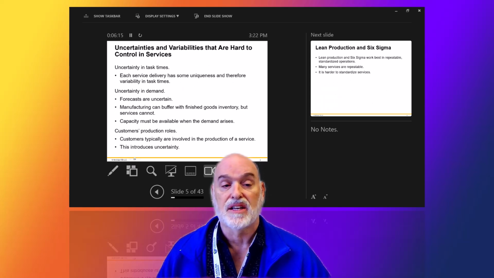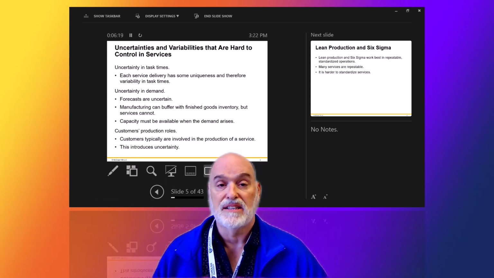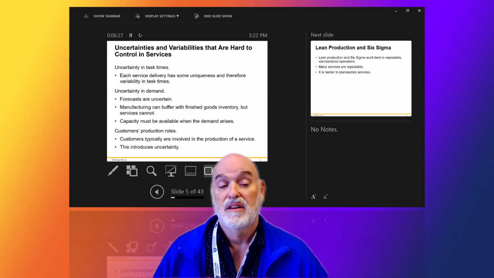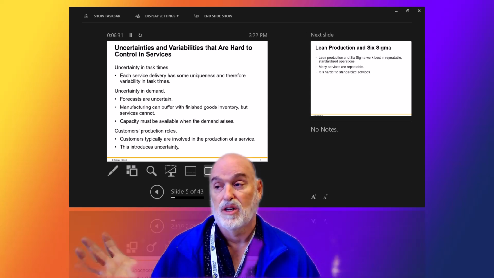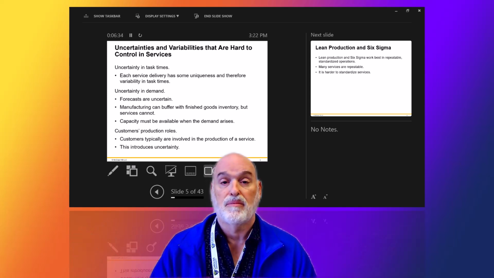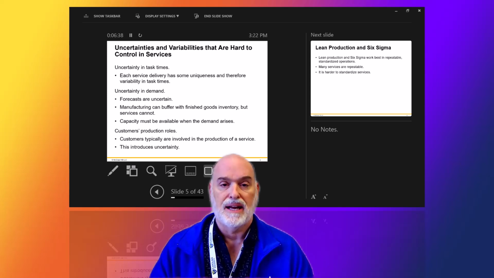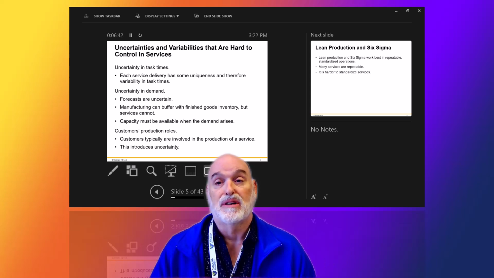Uncertainties and variabilities that are hard to control in service. Well, you have your black swan events, which is the COVID-19, uncertainty in task times. Each service delivery has some uniqueness and therefore variability in task times. Uncertainty in demand. You don't know, all of a sudden your product could become very popular because something happens out of your control. A pandemic, a natural disaster, a celebrity endorsement.